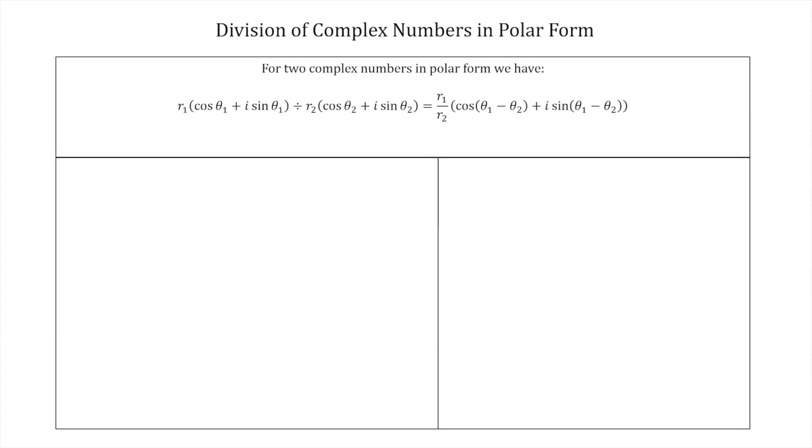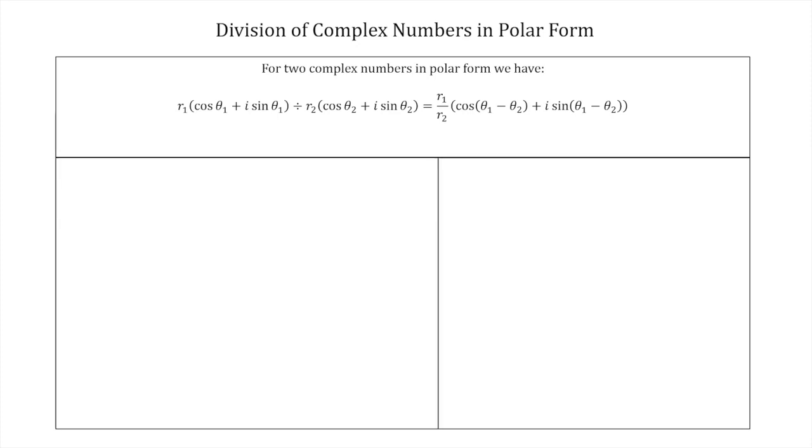I've just put the whole equation up at once because if you watched the previous video where we broke down the equation for multiplication, this equation is quite similar. So we have, again, r1 (cos theta 1 plus i sine theta 1). That's our first number in polar form. And our second number is r2 times (cos theta 2 plus i sine theta 2), just like in the previous video. And we divide one by the other.